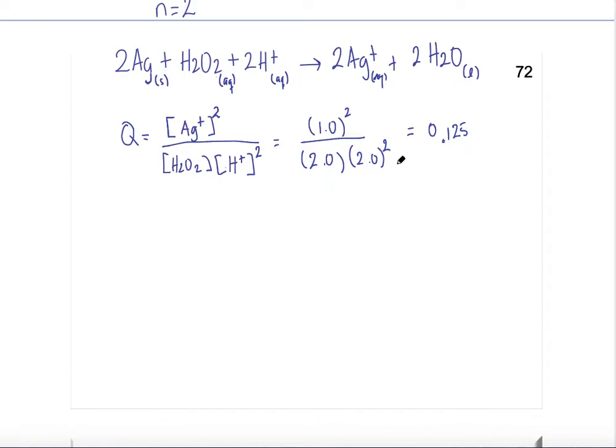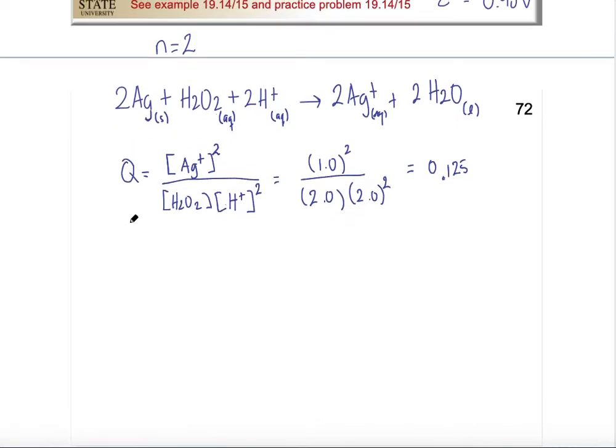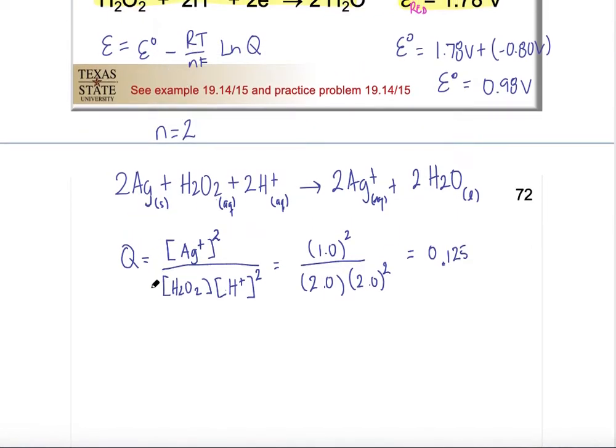From here, the last thing that we have to do is to plug everything back into the Nernst equation. Remember that our Nernst equation, we wrote it up here, which says that the cell potential will be equal to the cell potential under standard conditions, which we calculated here. That was 0.98 volts. And that's going to be minus R, where R is our gas constant, and that's 8.314 joules per mole Kelvin.